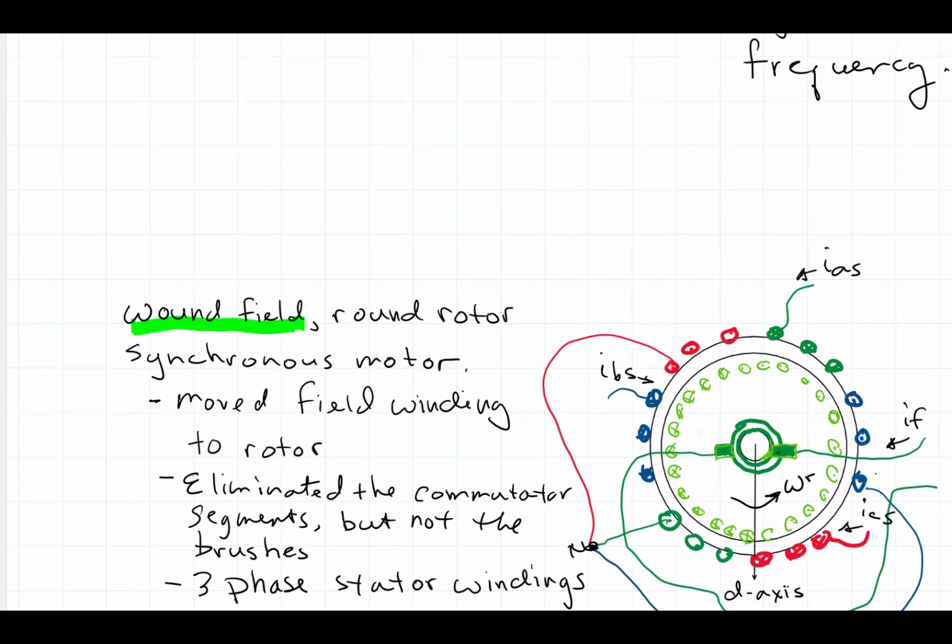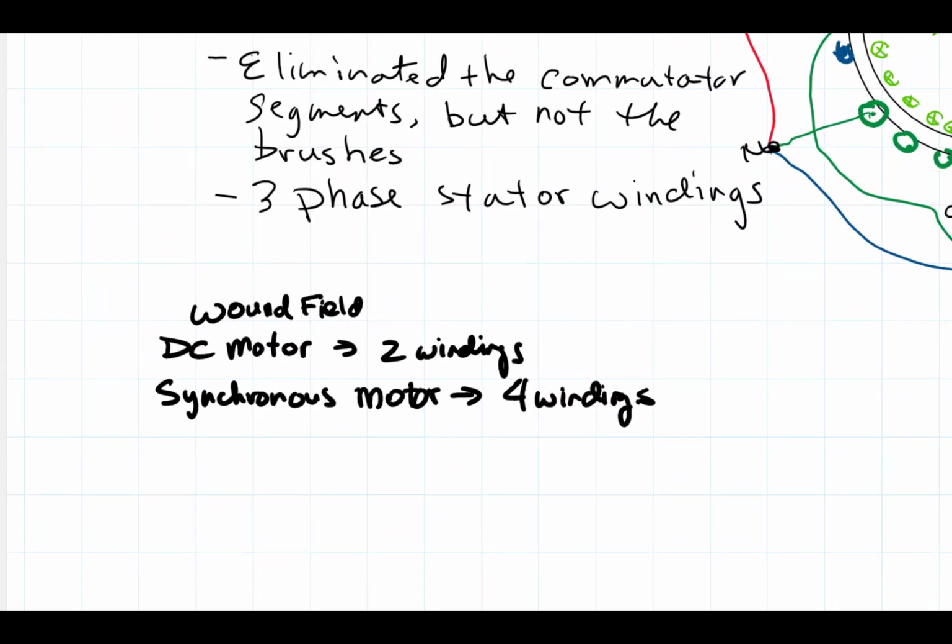Now what we've done is we've introduced another type of wound field machine. We had spent most of this semester on the DC motor. It has two windings, the armature and the field winding, and now we've gone from two windings to four windings with the synchronous motor. So we've doubled the number of windings that we have to consider.